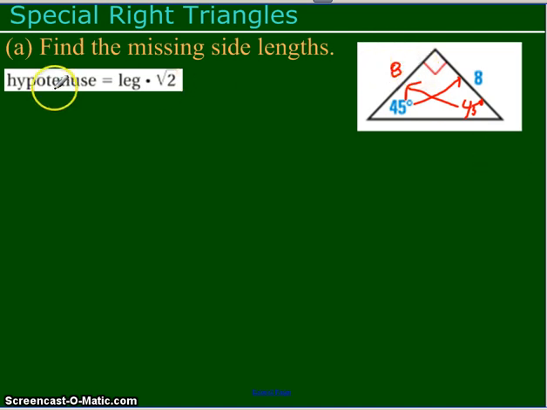And then what we just learned from the theorem, and I copied and pasted it onto this page, is that if we take one of the legs and we multiply it by radical 2, then we get the hypotenuse. So all this would be is 8 radical 2, and we'll leave our answer in simplest radical form, which we've discussed already, and we're done with that example.